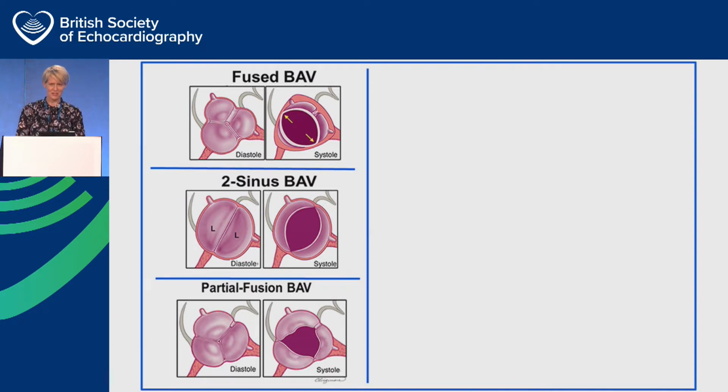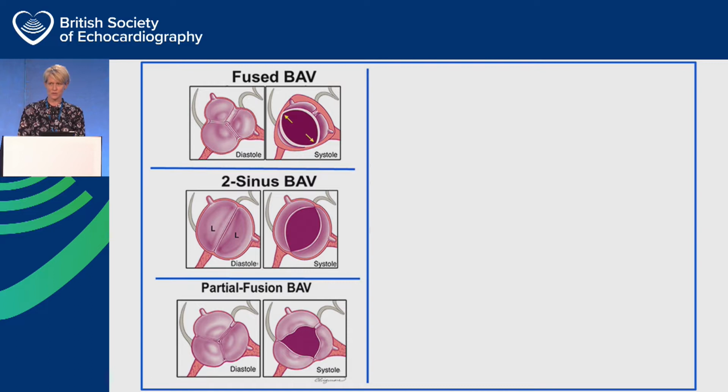I still like non-separation because technically that's right, but they did have embryologists on the board or the committee of this writing group, and they call it fused, so I can live with that, and it's much quicker to say. Then there's the 2 sinus bicuspid aortic valve, speaks for itself, and then there's the partial fusion or form first.